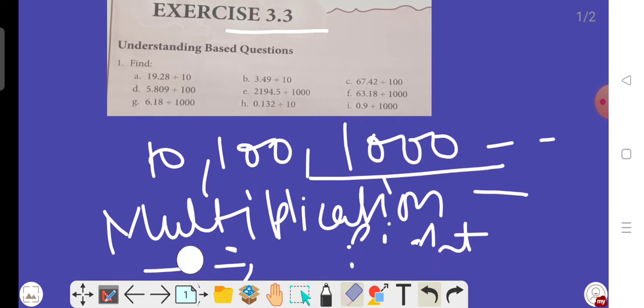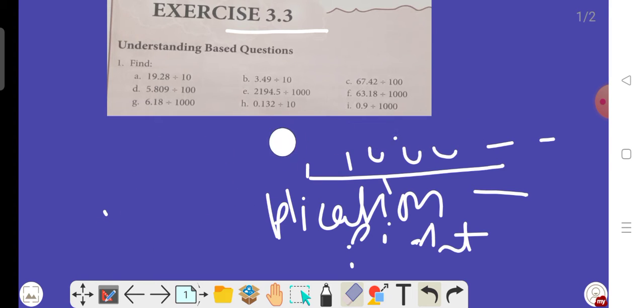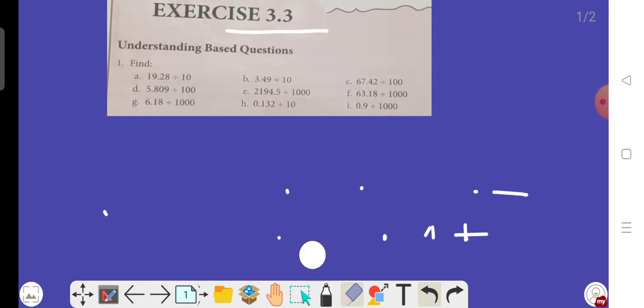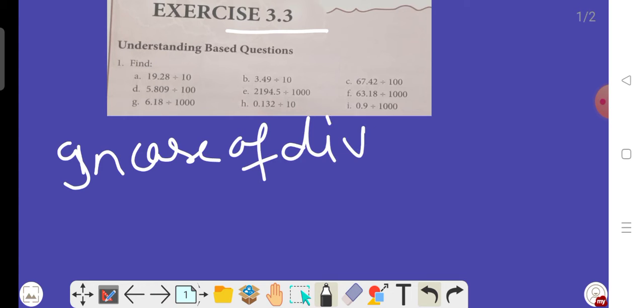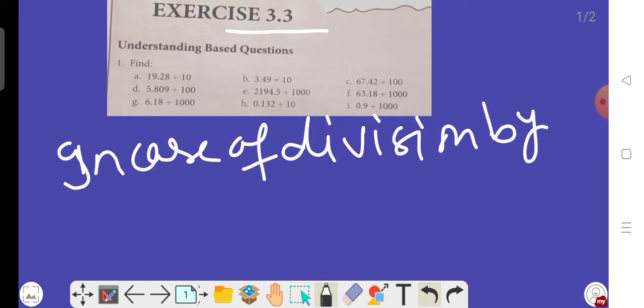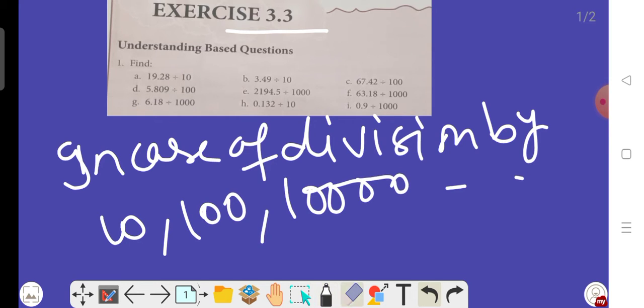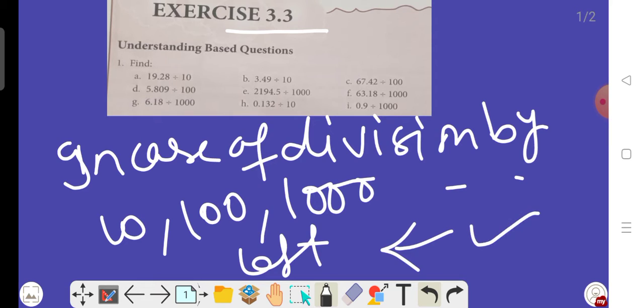But here we have to divide a number by 10, 100 and 1000 and so on. In case of division by 10, 100, 1000 and so on, we have to move the decimal point towards the left side, by as many places as the number of zeros given in the divisor. Now let us take an example.